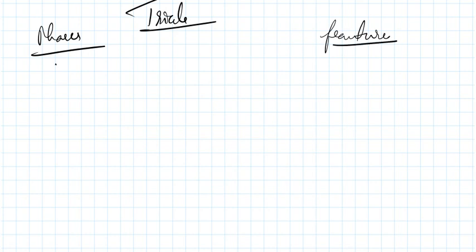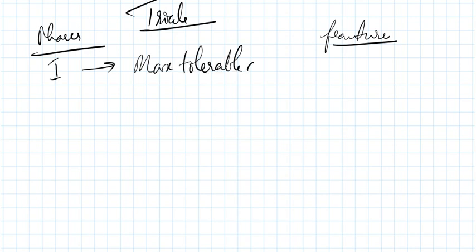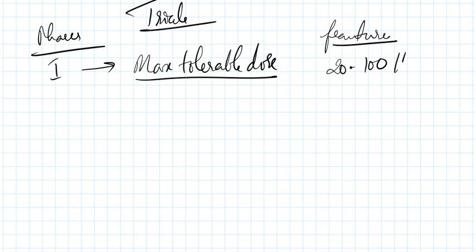Now the first one is the phase 1 trial. In phase 1 trial we check the pharmacokinetics, pharmacodynamics, toxicity and safety. These four features are studied in the phase 1 trial. But of all this, what is the most important? The maximum tolerable dose of the drug is determined in the phase 1 trial. And in how many members is it done? It is done in 20 to 100 normal healthy volunteers. It's a very important question.